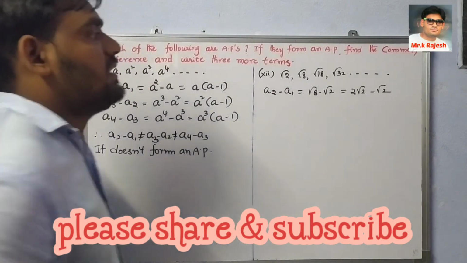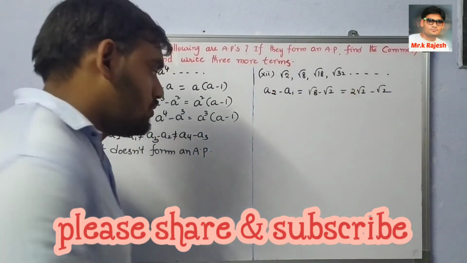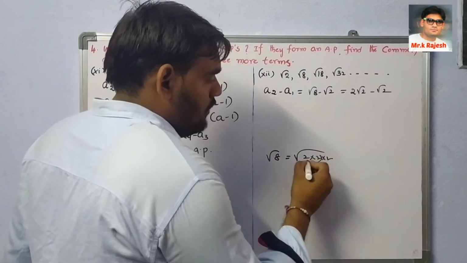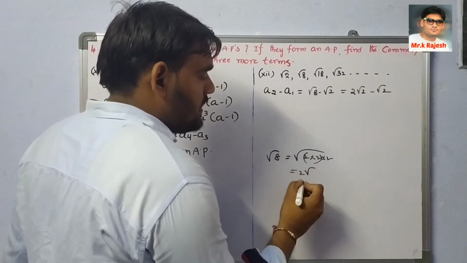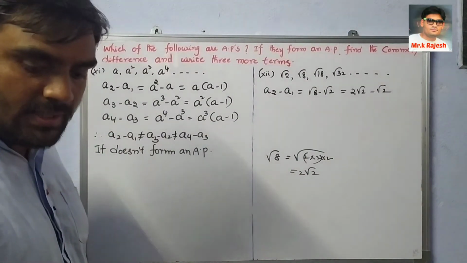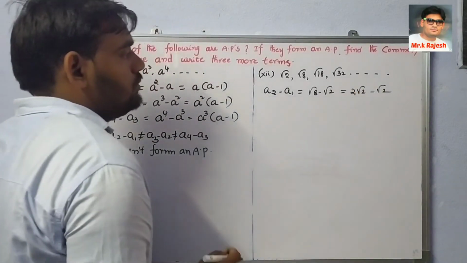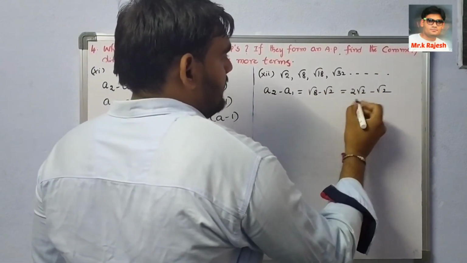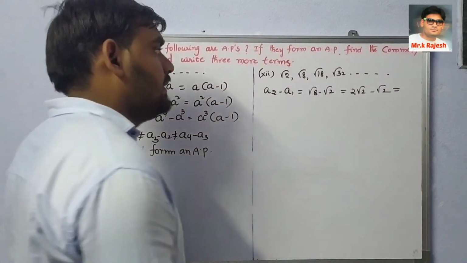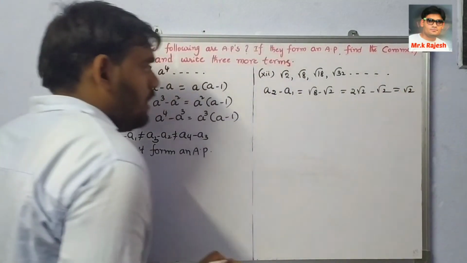See here, root 8 can be written as 2 into root 2. Root 8 is equal to 2 into 2 into 2; from the two 2's, when I take one 2 outside the square root, I will get 2 into root 2. Am I correct or not? So minus root 2. At that time, this value is 2x minus x. What will you get? We will get x. So like that only, 2 root 2 minus root 2, root 2.